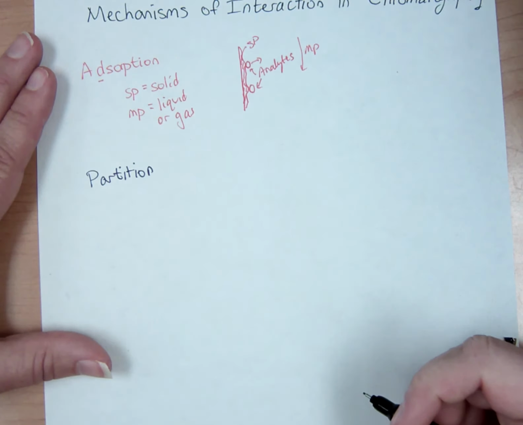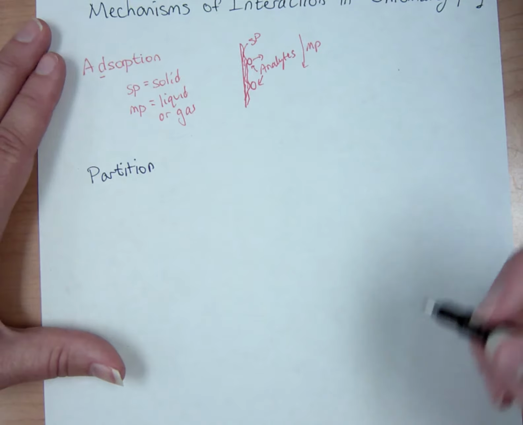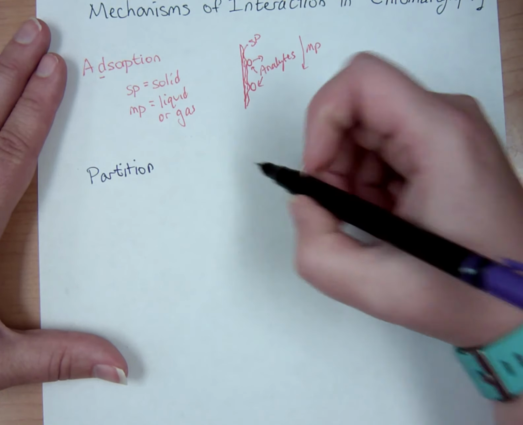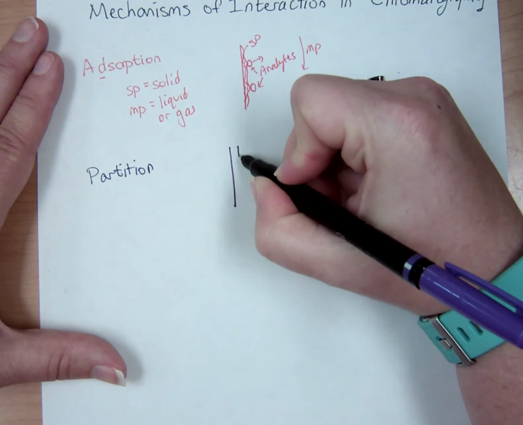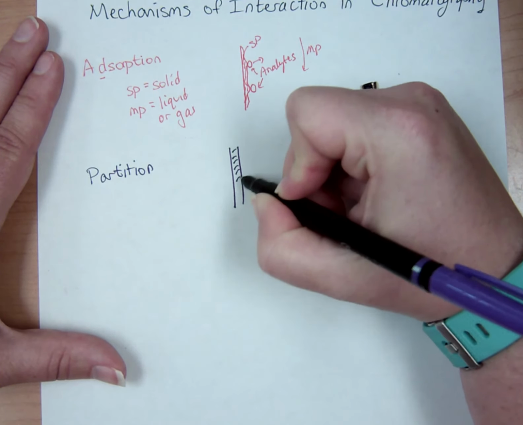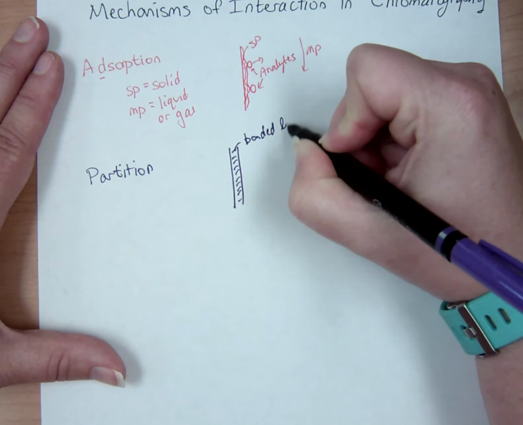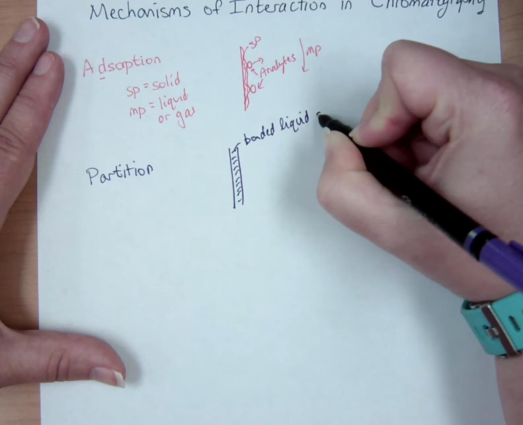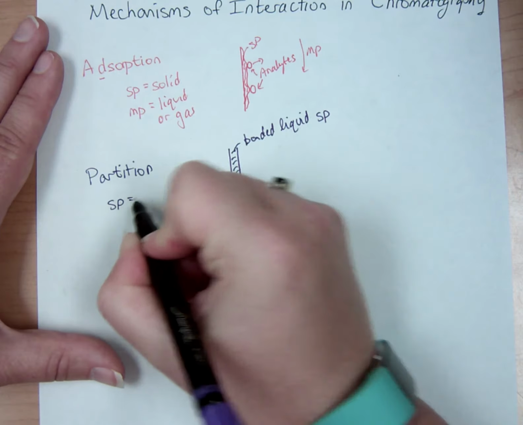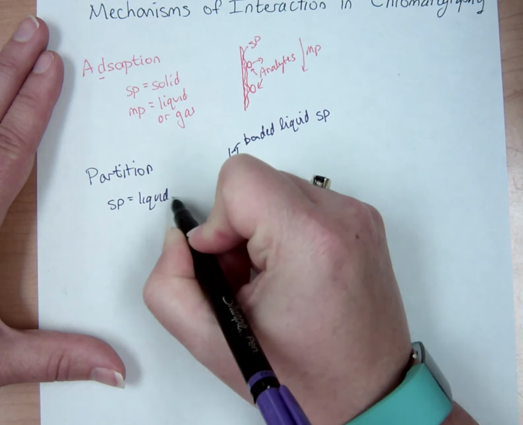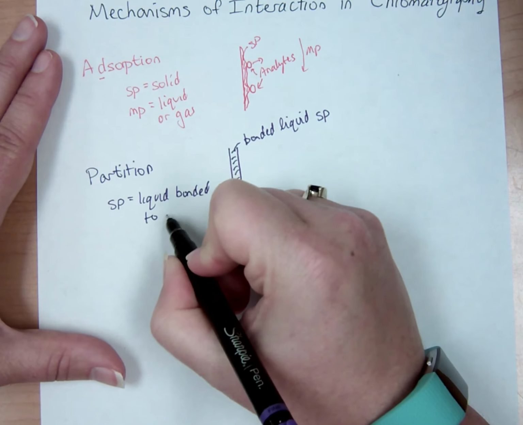Now, in this case, what we end up having is a bonded liquid as our stationary phase. So here's my column, and I have this thin layer of liquid as my stationary phase. Okay, so in this case, the stationary phase is a liquid bonded to a solid surface or solid support.